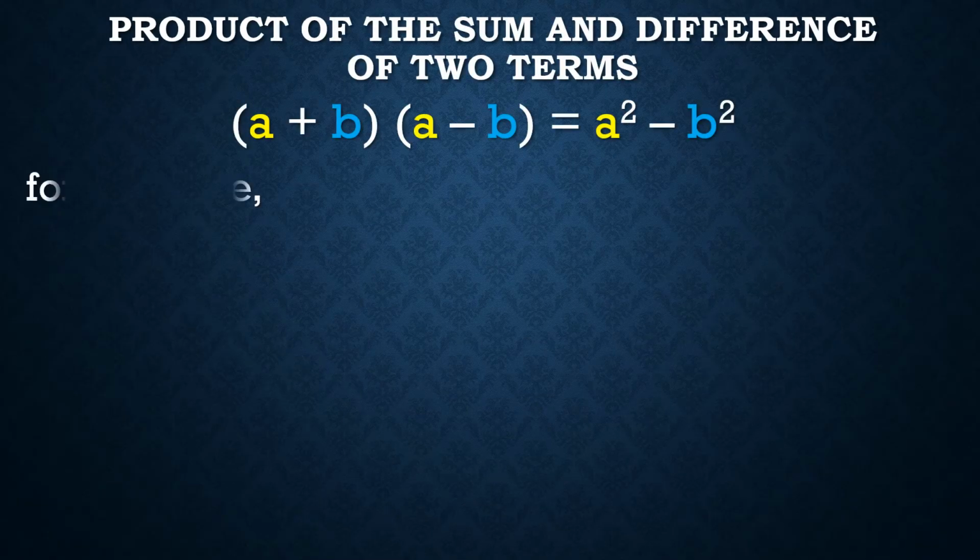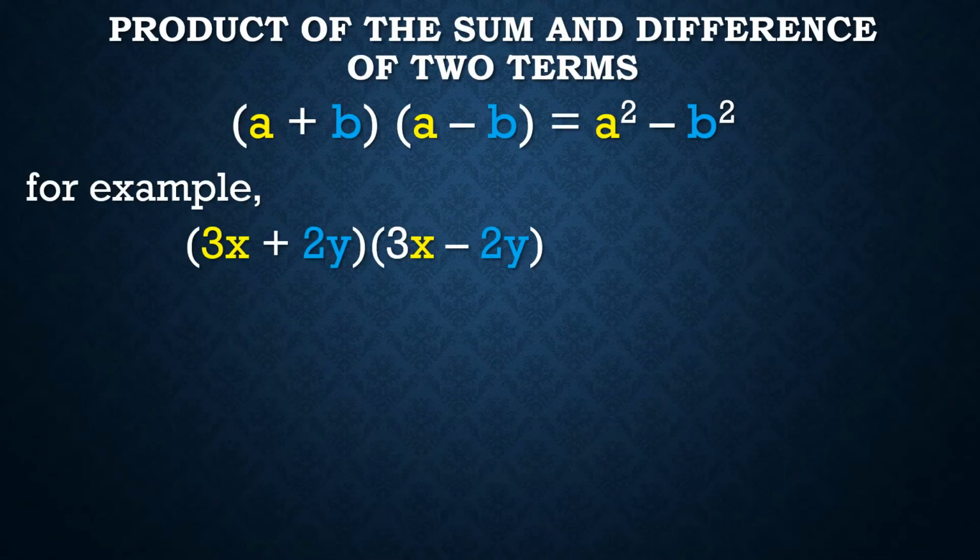Let's try another example. Suppose you want to find the product of 3x plus 2y and 3x minus 2y. Same as what we did earlier. By inspection, we can see that they both have the same first terms, 3x and 3x. They both have the same second term, 2y and 2y. But the first binomial is a sum, while the second binomial is a difference. So therefore, their product is a difference of two squares.